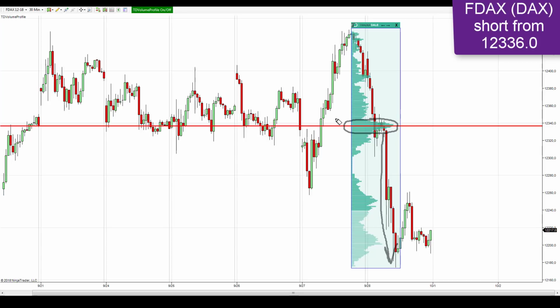I think that the sellers were adding to their selling positions and they initiated another strong selling activity. So I think that those volumes are volumes of strong sellers on DAX, and when the price makes it back to this area, I think that those sellers will be defending their positions and they'll push the price downwards again.